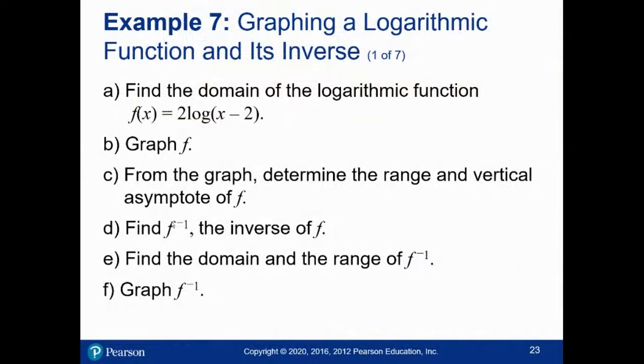Okay, so let's do some examples. Find the domain of the common log function, f of x equals 2 times the log of x minus 2. And notice that the base isn't written. It's just written log. That means base 10. Graph the function, determine the range, find the inverse. It's all the same stuff as the previous problem. So take a moment, try to work this out, and then we'll work through it.